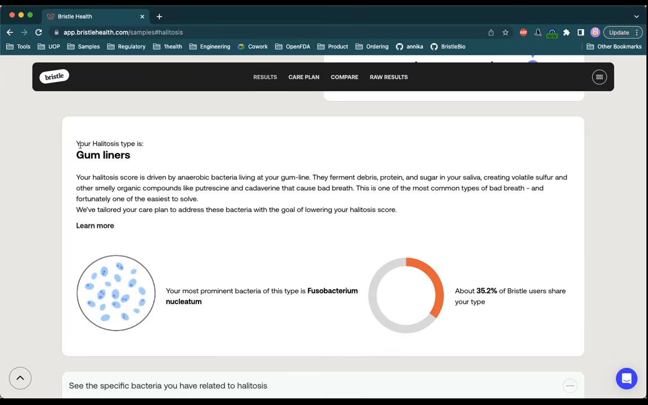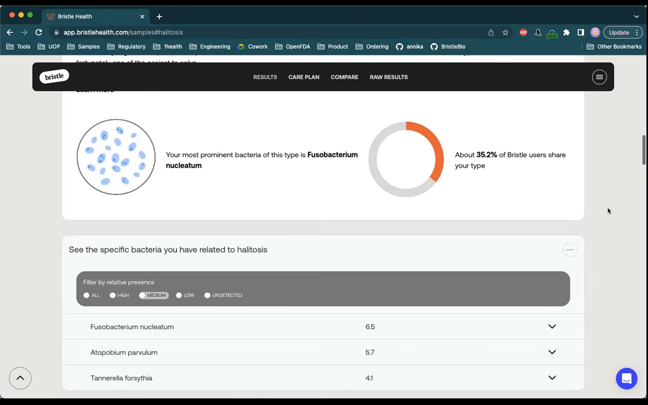And the next most common one is tongue species. There are tongue coating species that we know live on the tongue, like Solobacterium and Atopobium, and these also produce foul smelling chemicals like hydrogen sulfide. Those are the three most common groups. My group is the gum liners, because of the makeup of the bacteria that live in my mouth.